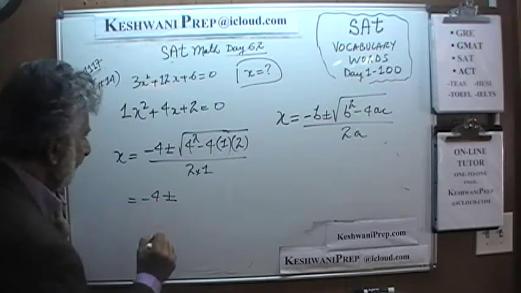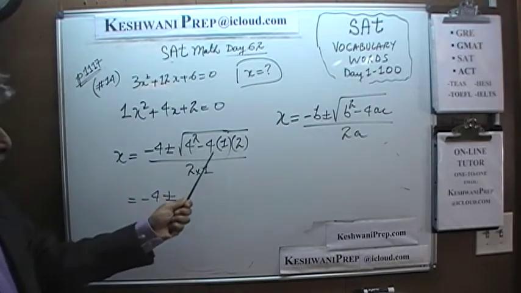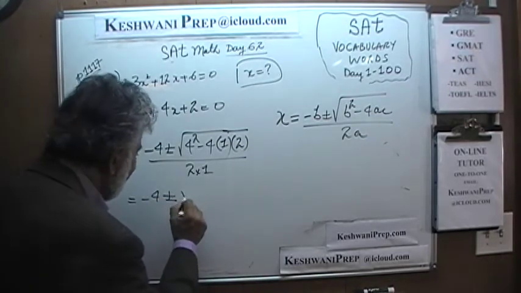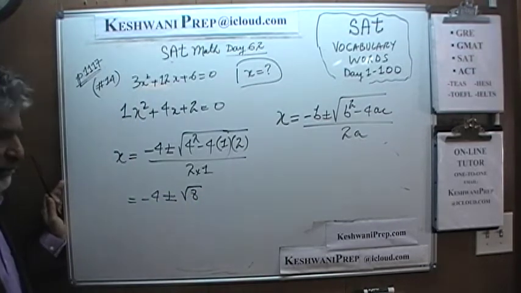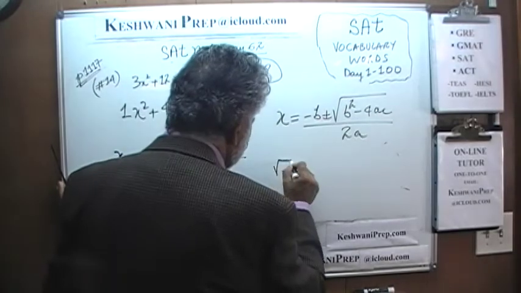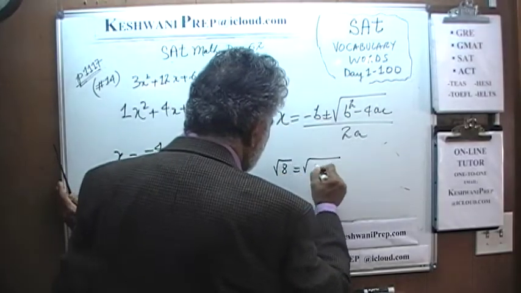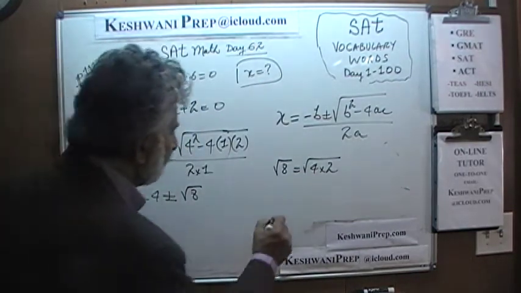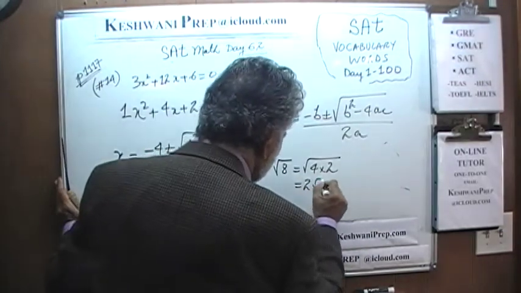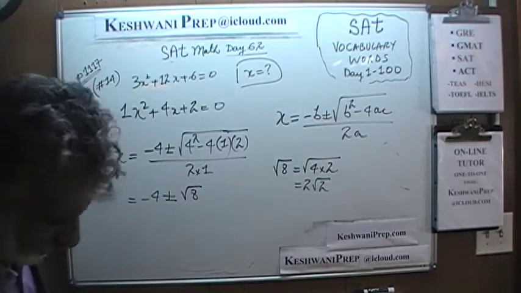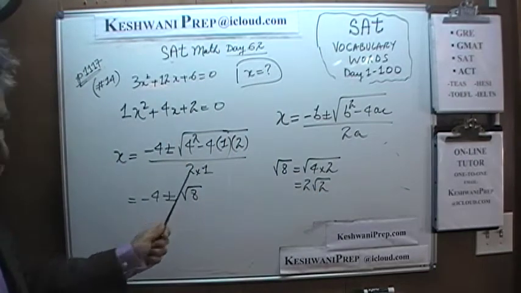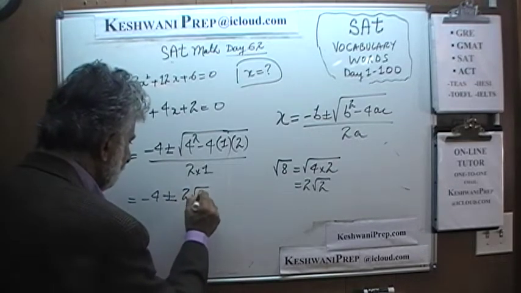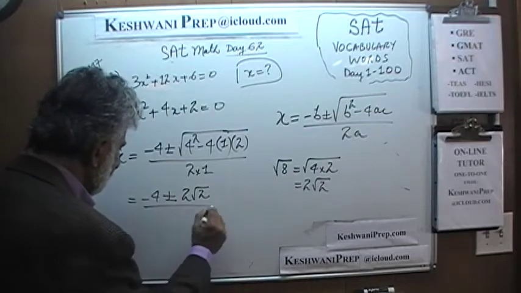Negative 4 plus or minus square root of 4 squared is 16, 4 times 2 is 8, 16 minus 8 is 8. So here we end up with square root of 8. But let's not leave square root of 8 just like that. Square root of 8 is simply 4 times 2, and square root of 4 is 2. Therefore, square root of 8 is simply 2 times root 2. Let's put it like that because we have 2 at the bottom. We can divide the top and bottom by 2. And we divide the whole thing by 2.